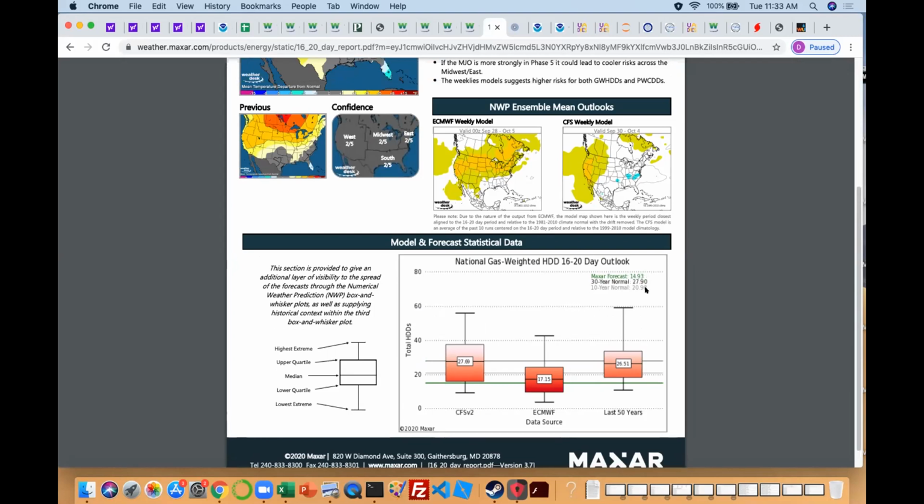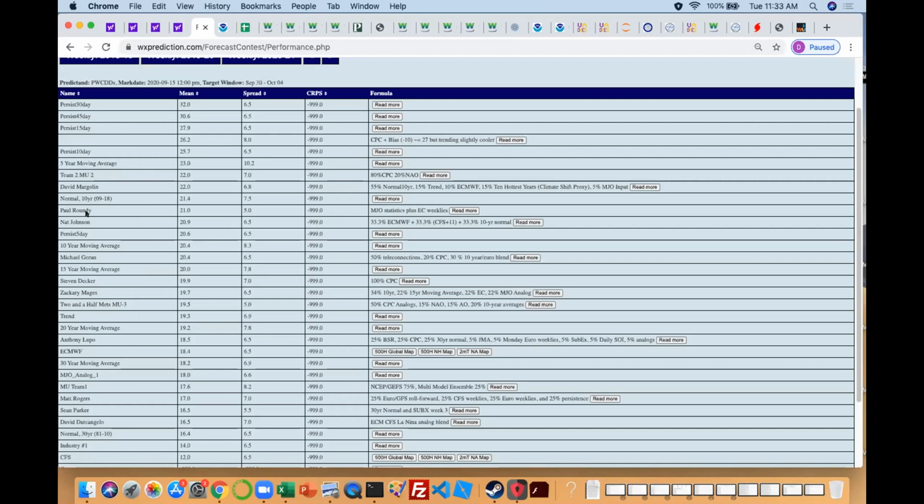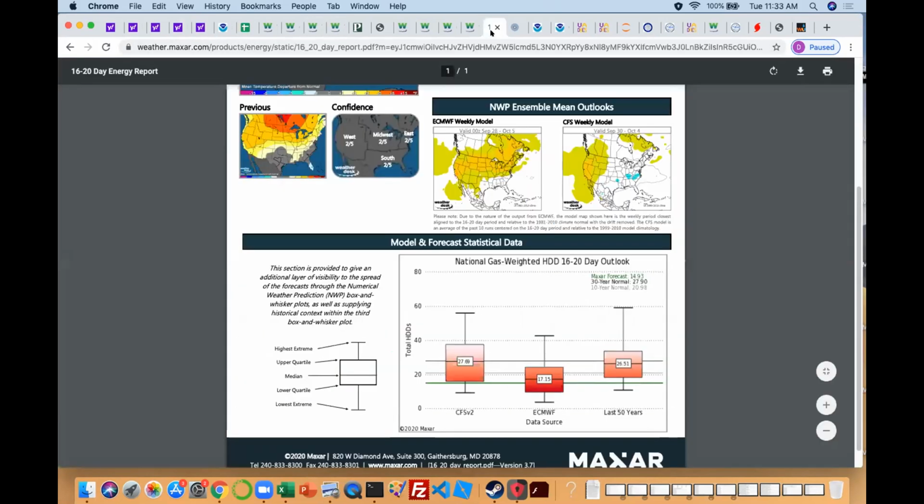But you're right. The 30-year normal is almost 28 HDDs, and the CDD normal at this point is lower than that, right? It's 16 or something, 16.4, yeah. So you're right. To be frank with you, we could probably switch over sooner.